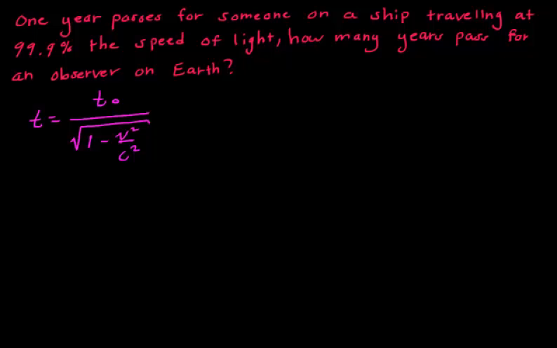Here's a pretty standard time travel problem, I guess you'd call it. And the question states 1 year passes for someone on a ship traveling at 99.9% of the speed of light. How many years pass for an observer on Earth?